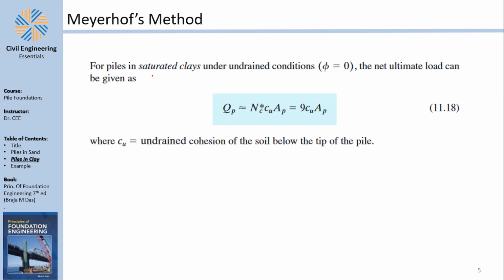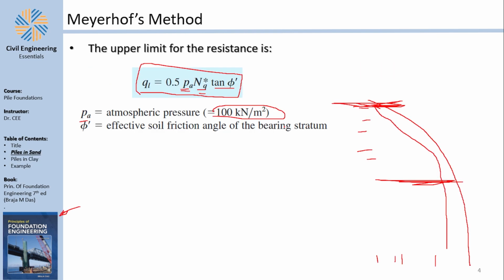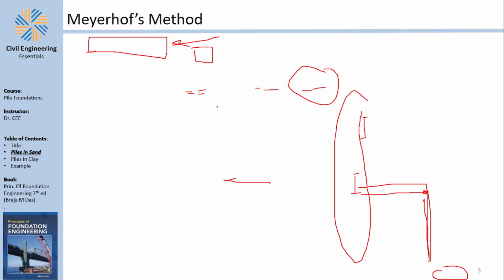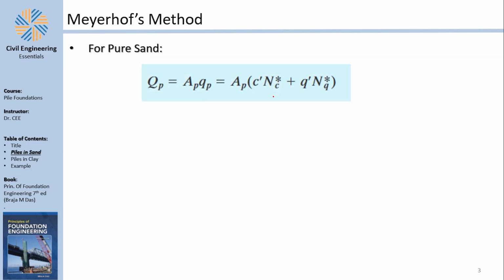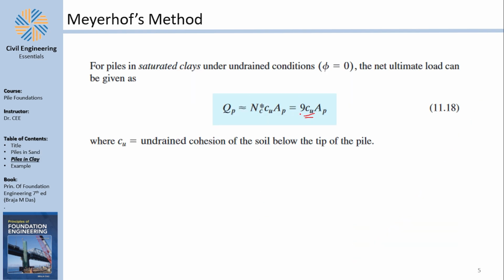Now, if you have a pile in saturated clay under undrained condition, then you would have QP equals NC CU AP. And before you freak out, what is this? Well, it is the simplification of this equation, because if you have pure clay, then this doesn't exist, and you have AP, C, and NC. And of course, C here is the saturated undrained condition, and in this case, phi equals 0. That's why the Q and NQ is no longer there, and NC in this case would become 9 as an approximation. So yeah, that's what you do if you have piles in clays.